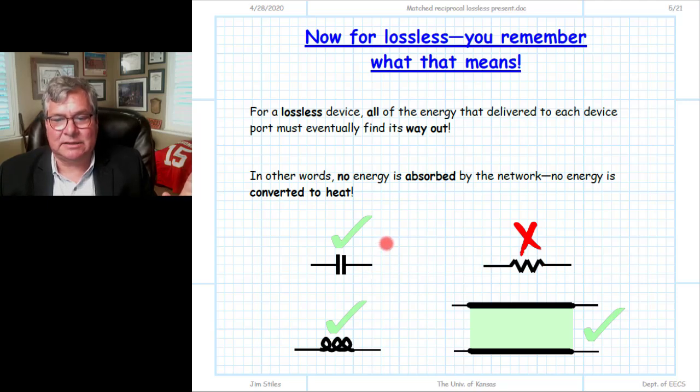It is a device that is made up completely of reactive elements, elements that cannot absorb energy. So there are no resistors inside a lossless device. We might have inductors or capacitors. More specifically for microwave engineering, almost certainly we'd have lengths of lossless transmission lines. And if we have lengths of lossless transmission lines in our circuit, exclusively, without resistors, we have a lossless device.